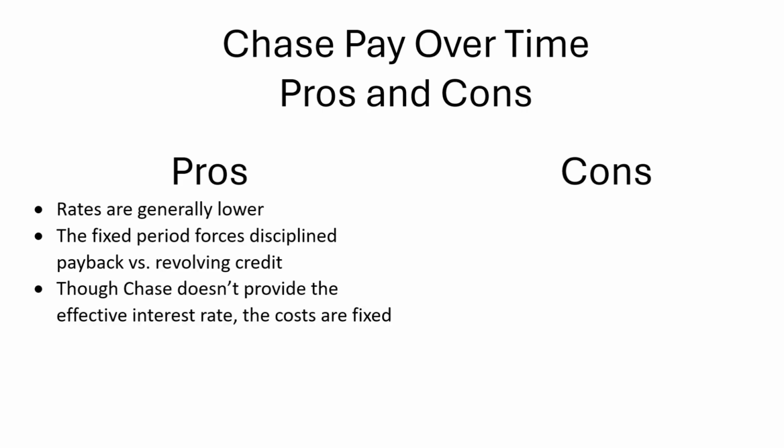Though Chase doesn't provide the effective interest rate, the costs are fixed. So when you choose the Chase Pay Over Time plan, it's going to tell you exactly what the fees are, and you'll know what to expect over the coming 3 to 24 months. So there really are no surprises. It's also good that you can pay this off early without any penalty.